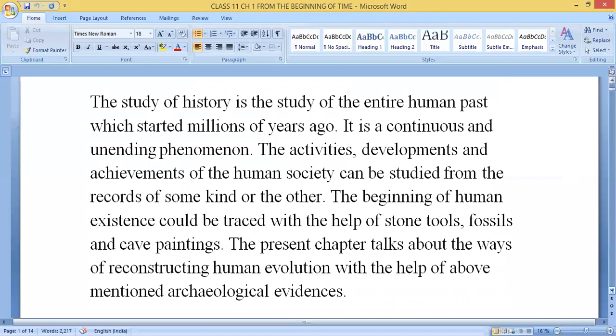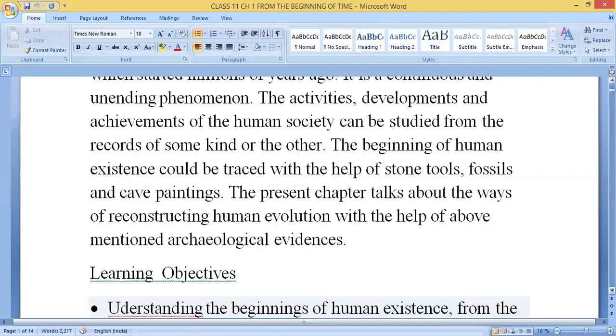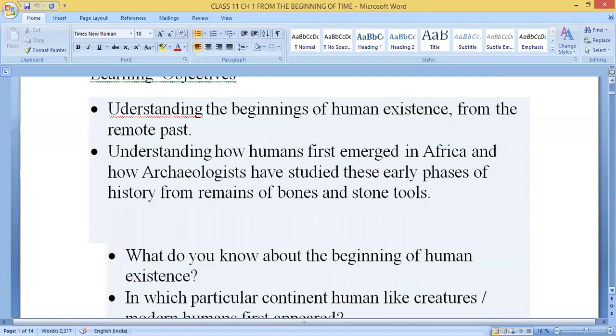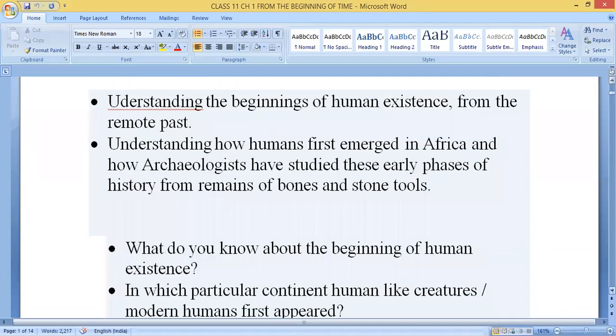Well, then the question could be what exactly you would be understanding by reading this chapter, by studying this particular concept. Children, you will become familiar with the beginning of human existence from the remote past, and you would also be trying to understand how humans first emerged in Africa and how archaeologists have studied these early phases of history from different archaeological evidences, from remains of bones and stone tools.